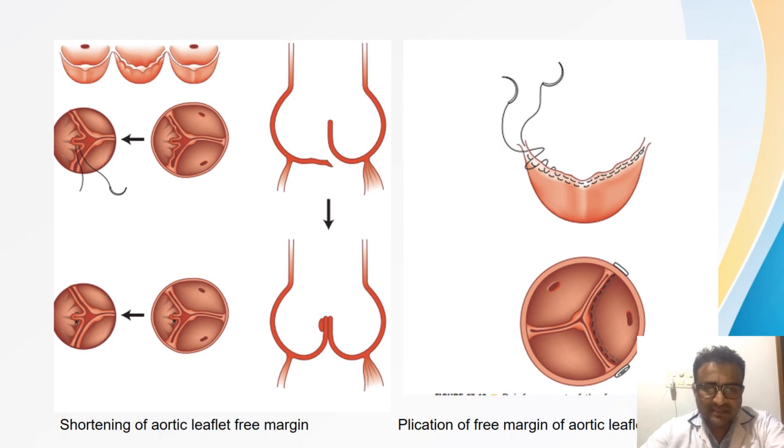Once the distal anastomosis is finished, we insert the cardioplegia line to de-air the aortic graft. Once the aortic graft is de-aired, the patient is gradually weaned off from the cardiopulmonary bypass. Once the patient is weaned off, we carefully examine the aortic valve, the function of the aortic valve, and the bleeding point. Once the bleeding point is taken care of, we take the patient to the ICU for observation.